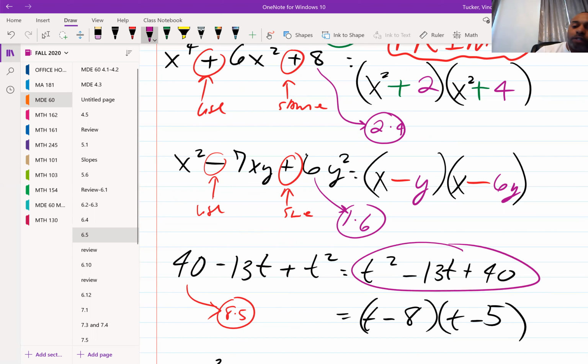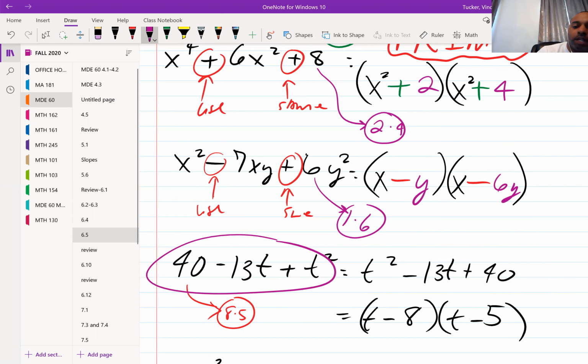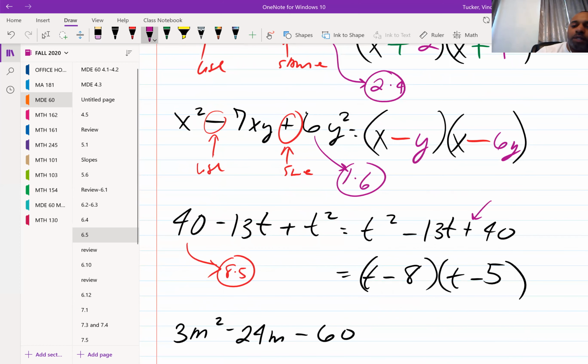Once you've done that, rearrange your terms. Always make sure that whatever's positive originally stays positive, whatever's negative stays negative. So t squared is positive, 13t is negative, 40 is positive. So that's still the case here. And then you do your factorization. Sign should be the same because it's positive. Both these signs should be negative. Then your factors of 40 that will add together to give you 13. So 8 and 5. That's what we have right here.